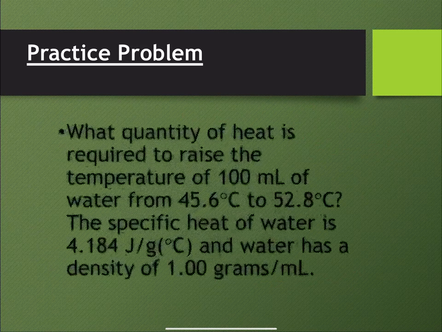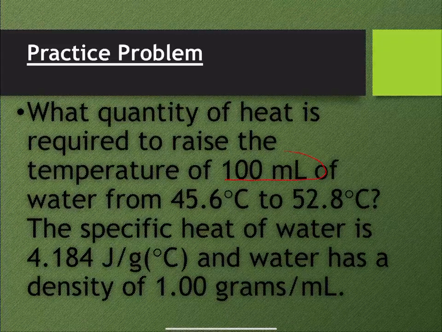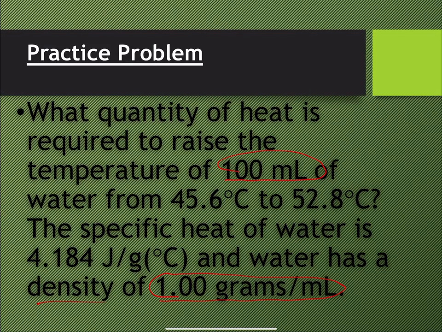Okay, here we go. Last one. What quantity of heat is required to raise the temperature of 100 milliliters of water from 45.6 degrees Celsius to 52.8? The specific heat of water is 4.184, and water has a density of 1 gram per milliliter. This is one of the harder problems. I didn't put one like this on your homework, but you have to use this 100 milliliters and this density to find the mass, because in our equation, we need the mass.